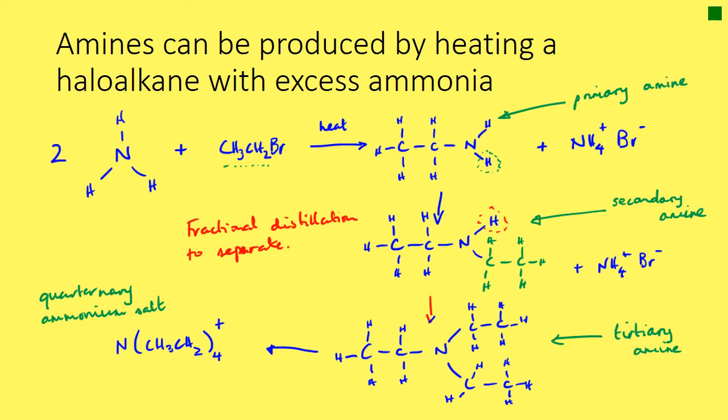But it doesn't just stop there. You can get a quaternary ammonium salt made as well, and I'm just going to write that in shorthand. So you've got the nitrogen, and you've got your CH3, CH2 group, but this time you've got 4 of them, and it comes with a positive charge as well. So we have now a quaternary ammonium salt.